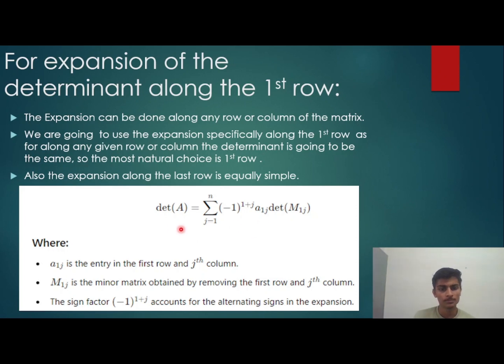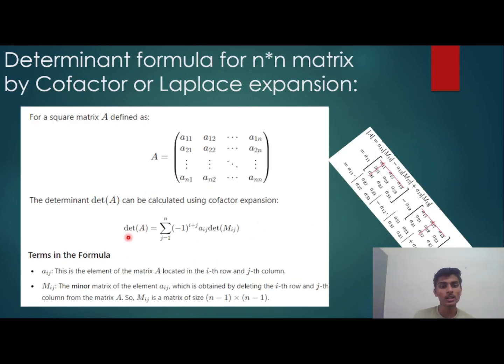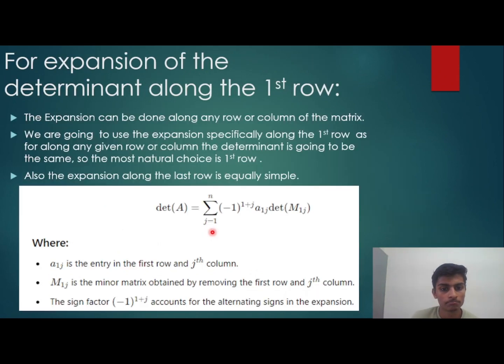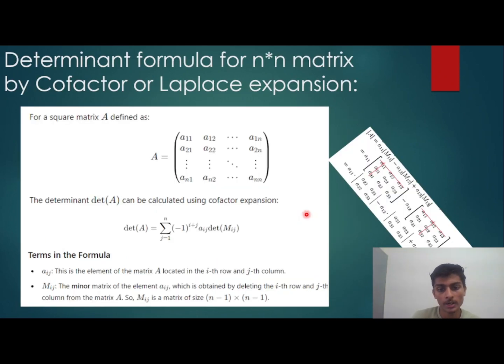Now see what we have done in the determinant formula. Since we are expanding along the first row, we have just put i equal to 1 in this formula. So i plus j becomes 1 plus j, aij becomes a1j, and mij becomes m1j. Now what is m1j or mij? Mij is the minor matrix of the element aij.